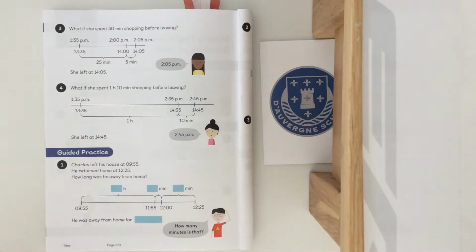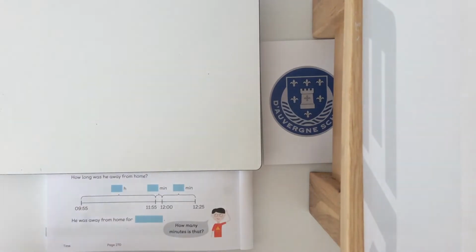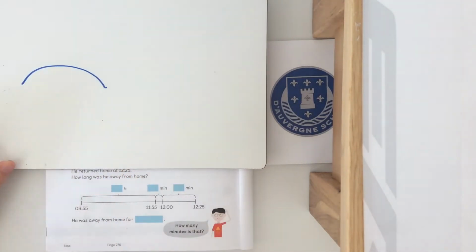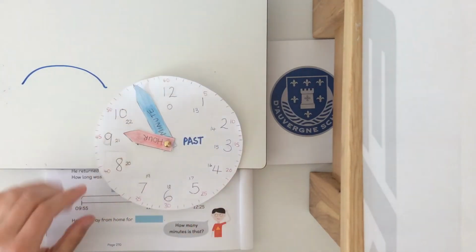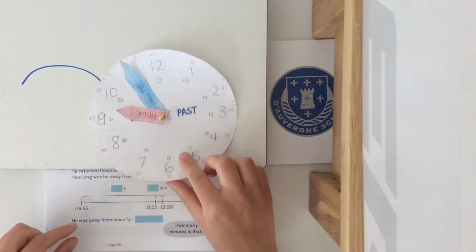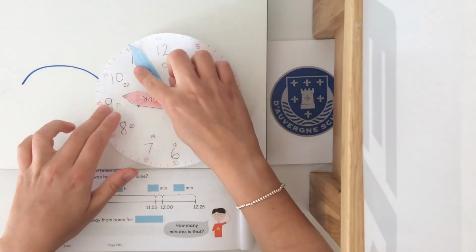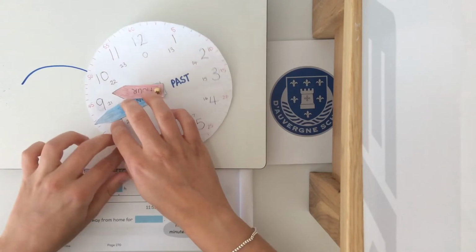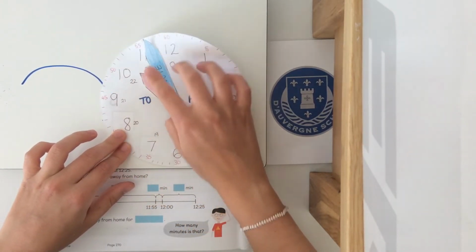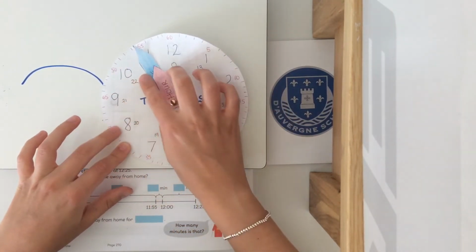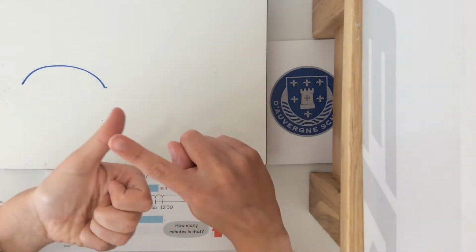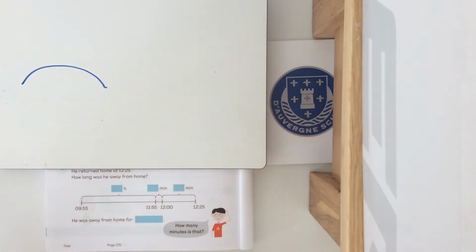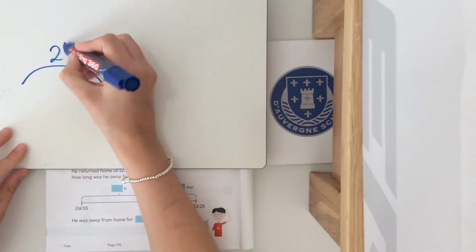Okay, let's have a look. So, from 9:55 till 11:55, we can have a look on our clock. If we made 9:55, I'd be about there because we're coming up to 10 o'clock. Now I need to go to 11:55. 10:55 is 1 hour, 11:55 is 2 hours. So 9:55, 10:55, 11:55. That's 2 hours.